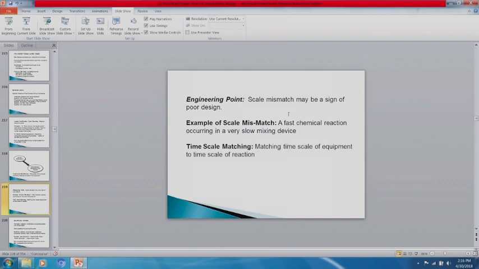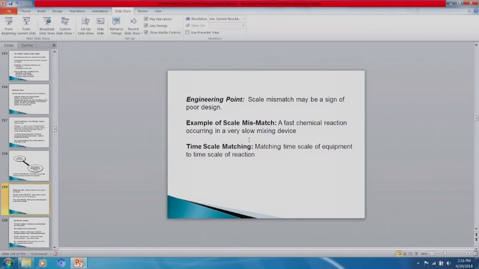For example, a fast chemical reaction occurring in a slow mixing device. With a slow mixing device, the reaction is controlled by the mixing. So you have a mixing-controlled reaction. You can't have a reaction without mixing. You can't have a reaction without getting the materials together. Time matching of scale and equipment at the time of the reaction, right?